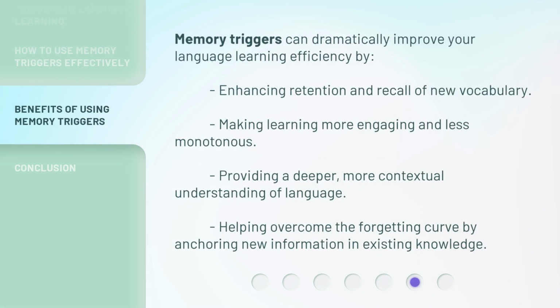Memory triggers can dramatically improve your language learning efficiency by enhancing retention and recall of new vocabulary, making learning more engaging and less monotonous, providing a deeper, more contextual understanding of language, helping overcome the forgetting curve by anchoring new information in existing knowledge.